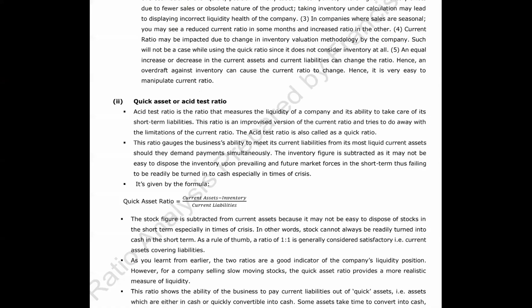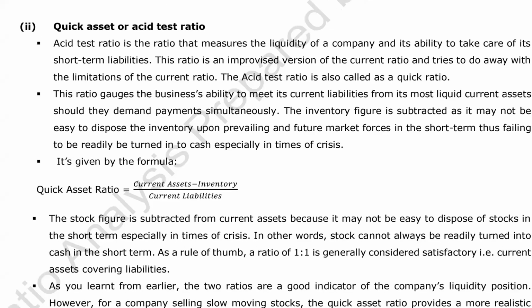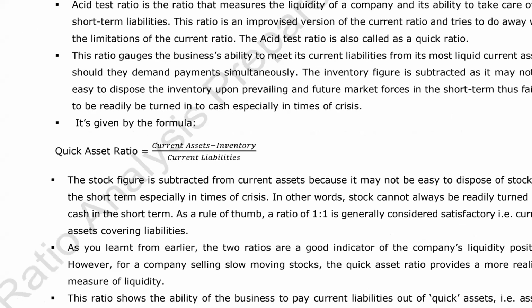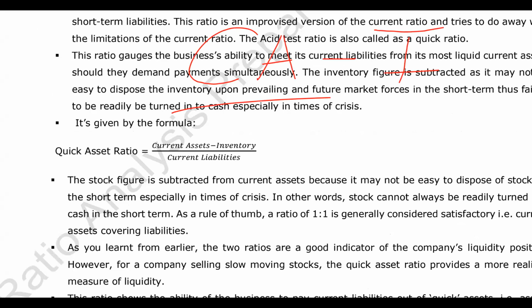The quick asset or acid test ratio is one of the ratios that we use to test the liquidity of a company. It is called the quick asset ratio. With this one, you say current assets minus inventories divided by current liabilities. It is different from the current ratio just by subtracting the inventories. From current assets, you have removed the inventories because the inventories are not liquid enough.